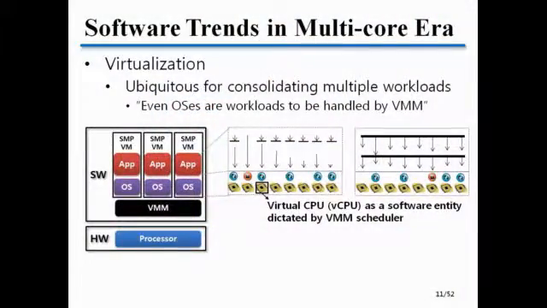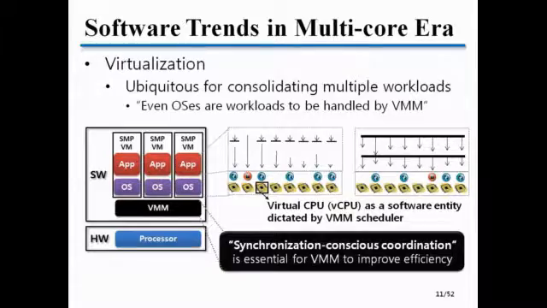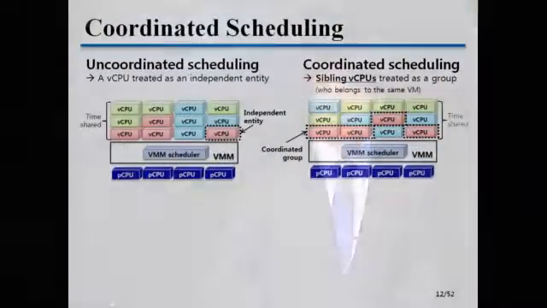Another software trend is virtualization, which is widely used to consolidate multiple workloads on a single machine. In a virtualized system like this figure, all synchronization activities in user and kernel spaces take place on the virtual CPUs, which are entirely controlled by the underlying VMM scheduler. So the VMM layer should support synchronization-conscious coordination in order to efficiently consolidate multi-threaded workloads.